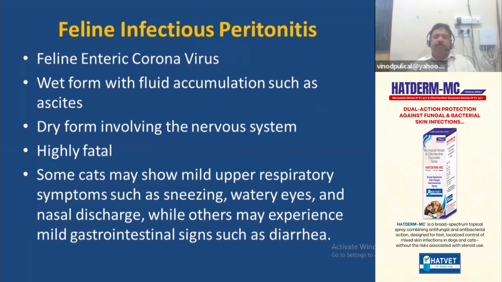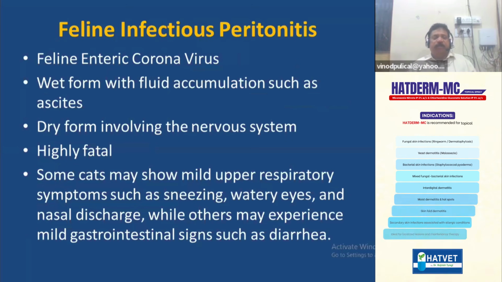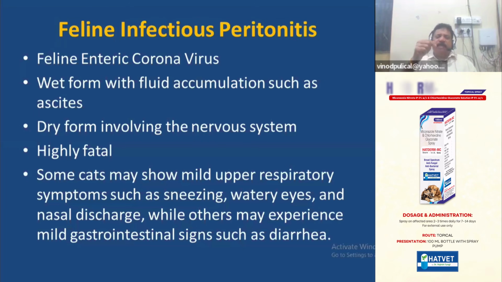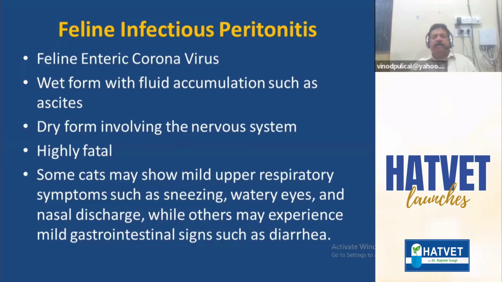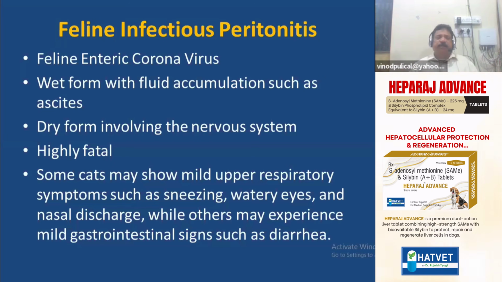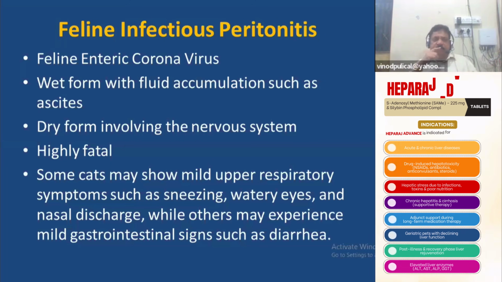Some cats may show mild upper respiratory symptoms such as sneezing, watery eyes, and nasal discharges, while others may experience mild gastrointestinal signs. There we have the Rivalta test, by which one drop of the ascites fluid can be taken and dropped into acetic acid or vinegar. If it stays suspended, we can say it is positive for FIP, especially the wet form of FIP. So that is the Rivalta test. Or if it disperses, it is not FIP.